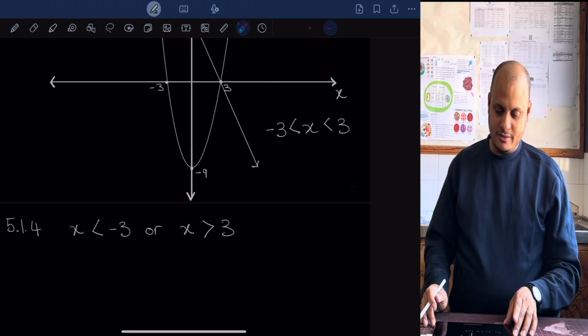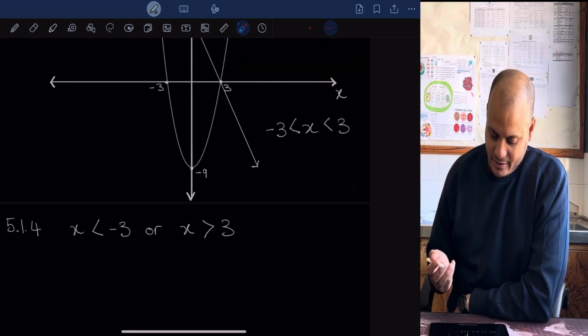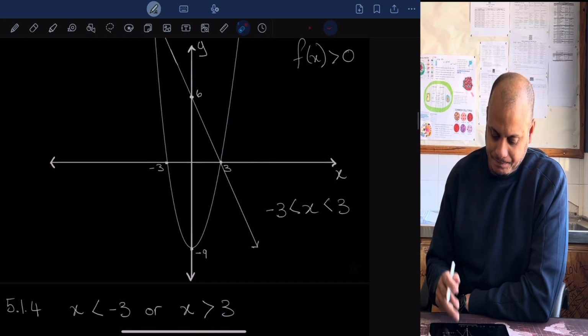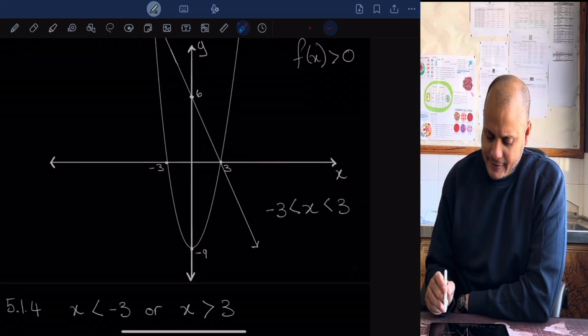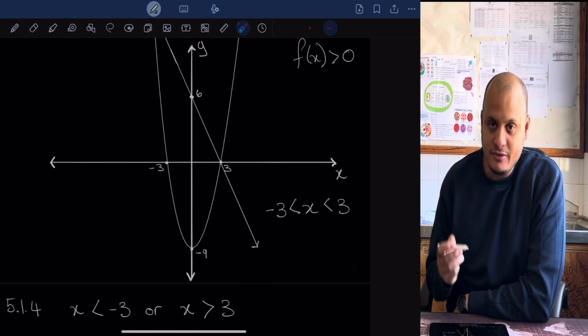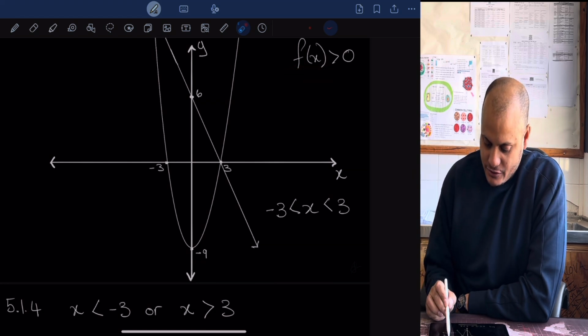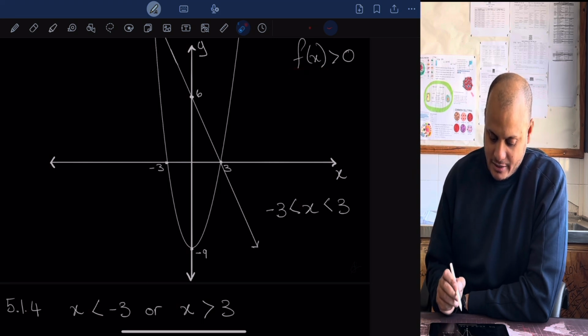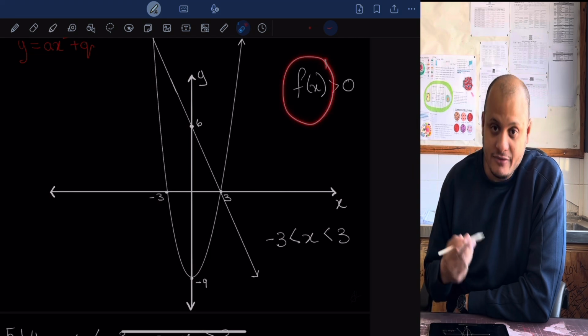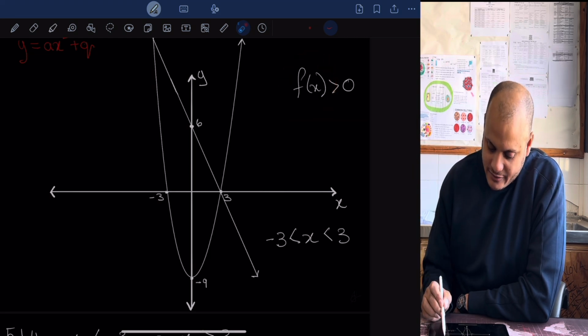So I hope that explanation did not make things more complicated. It's really just about understanding that when I talk about f of x, I mean y values. F of x means y values. So if I ask for which x values are my f of x values positive, I mean where is my graph, my function. F of x is also the function, the y values are the function. Where is that function positive?